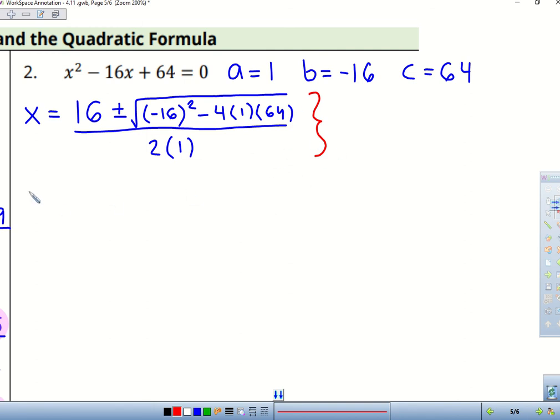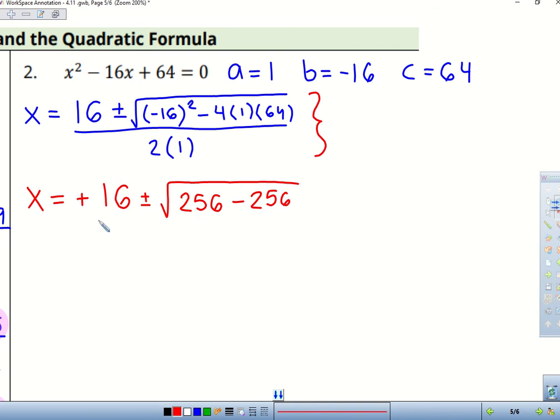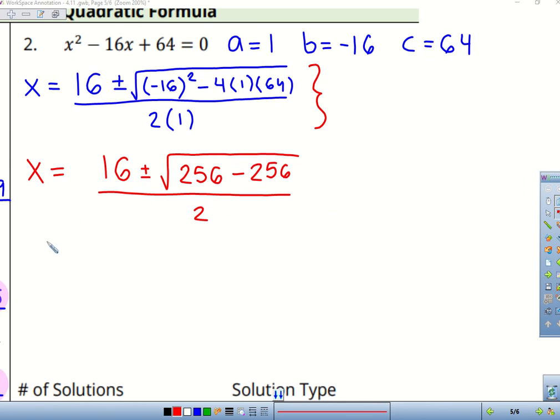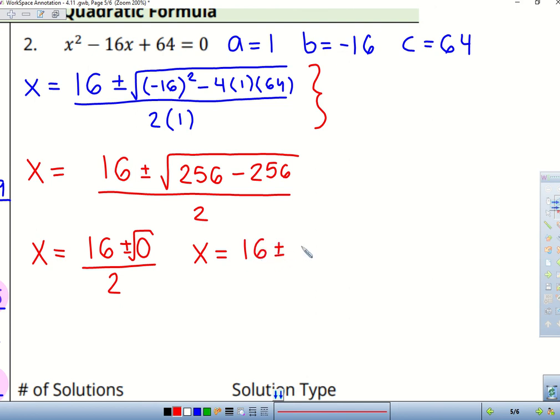So now we're going to go ahead and continue. That's 256, because I square a negative number, it becomes positive, minus 256, all over 2, 1 times 2. What is 256 minus 256? 0. Good. So we end up with 16 plus or minus square root of 0 over 2. And what is the square root of 0? 0.